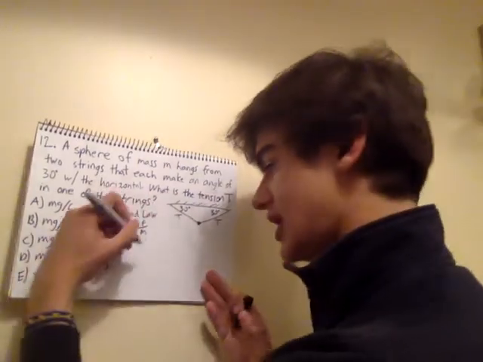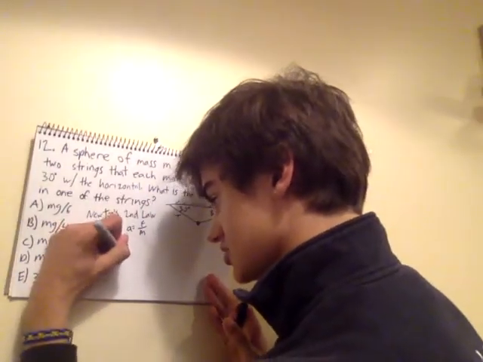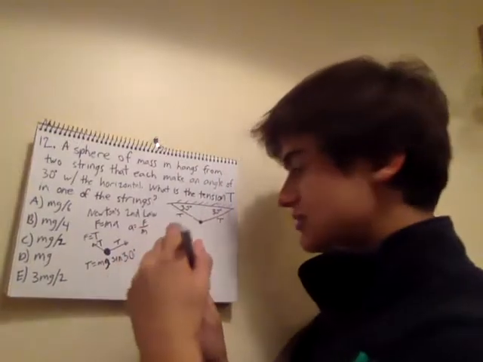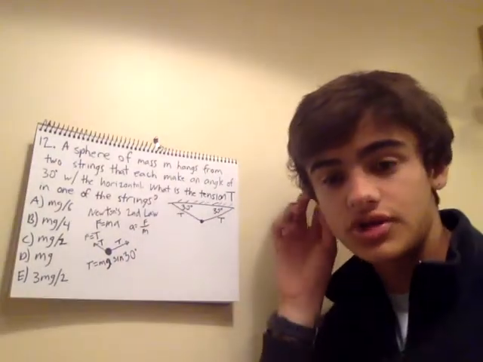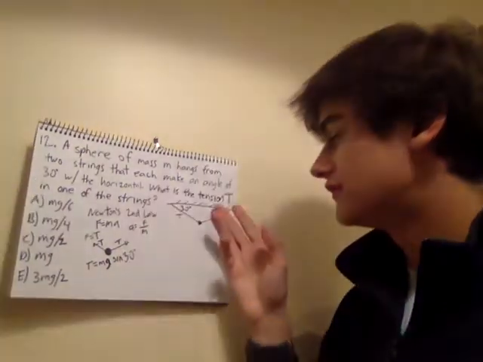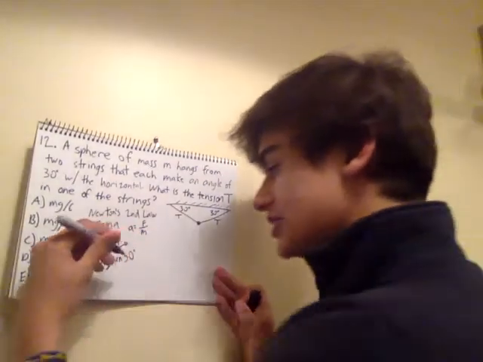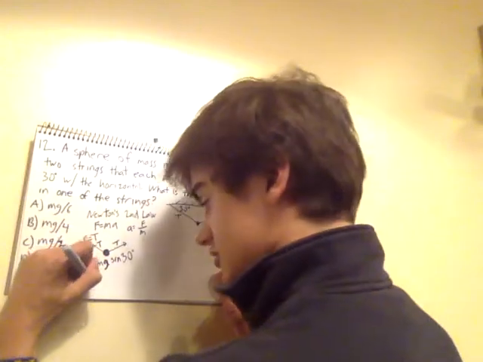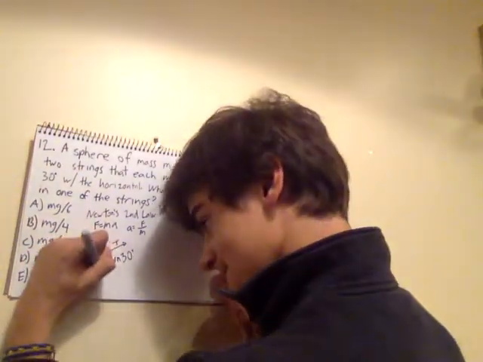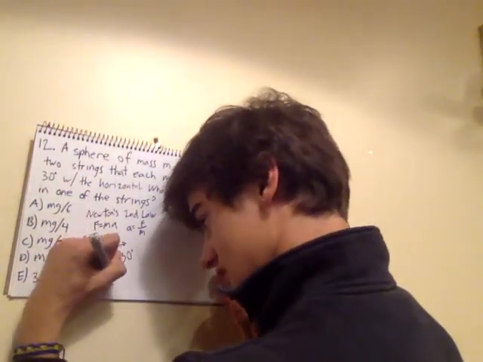So for this situation, one tension is going to be mg sine 30 degrees, because that gives us the vertical component going this way of the tension. That's all we care about for now. So now the next step is to sum the forces. We're going to sum the forces in the y direction.